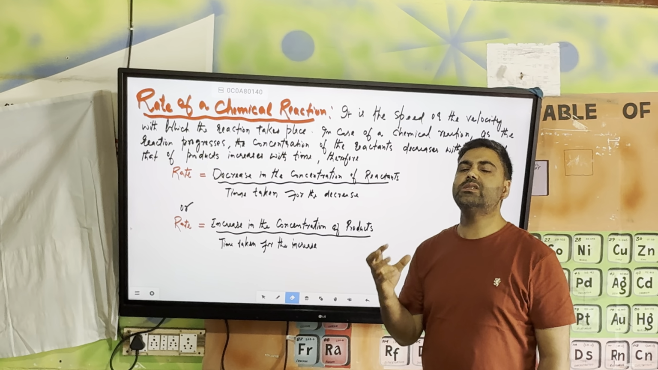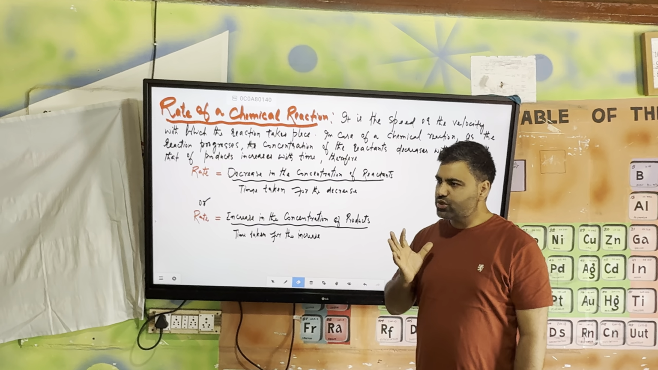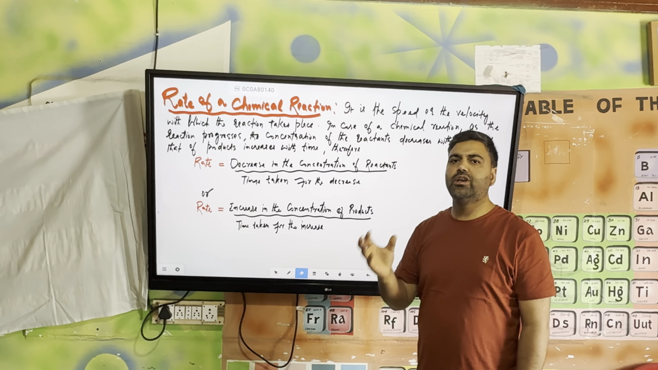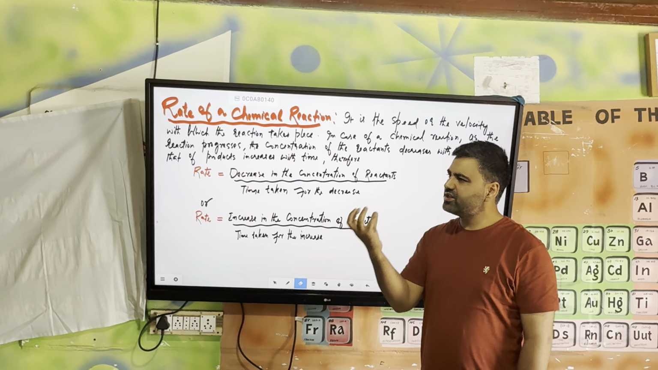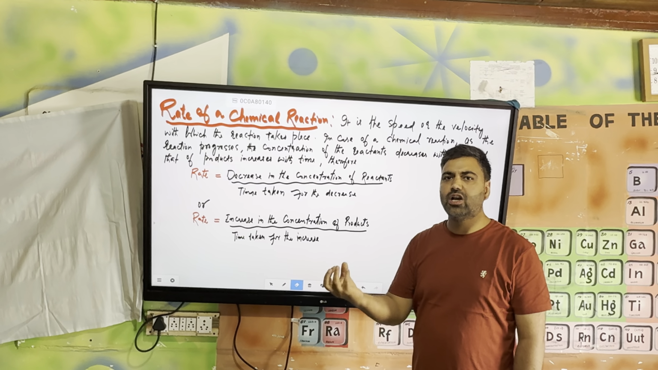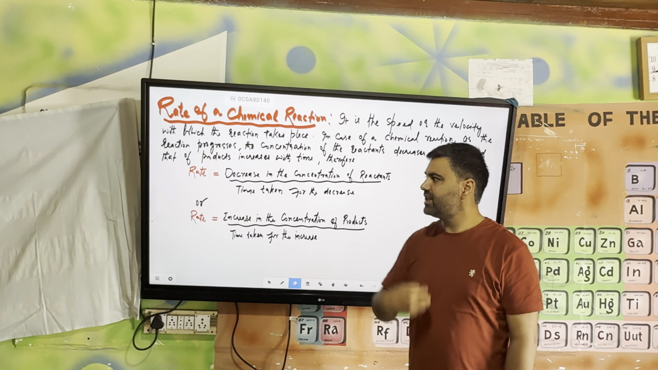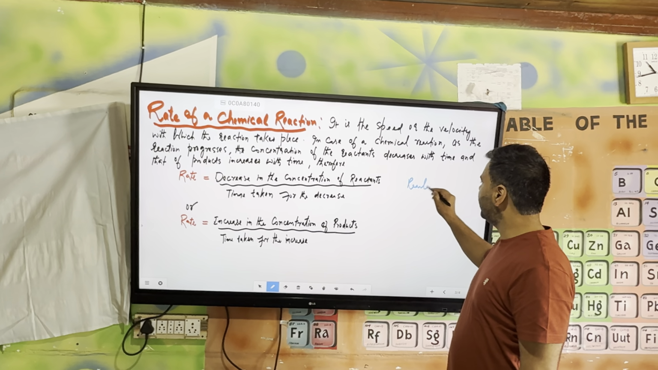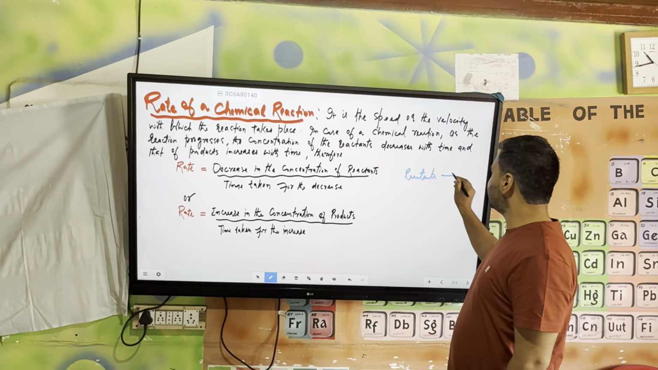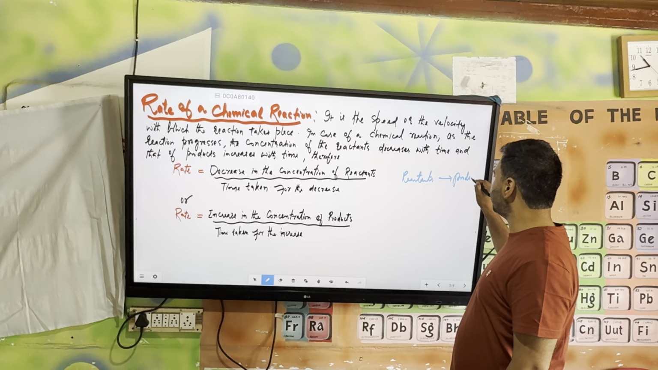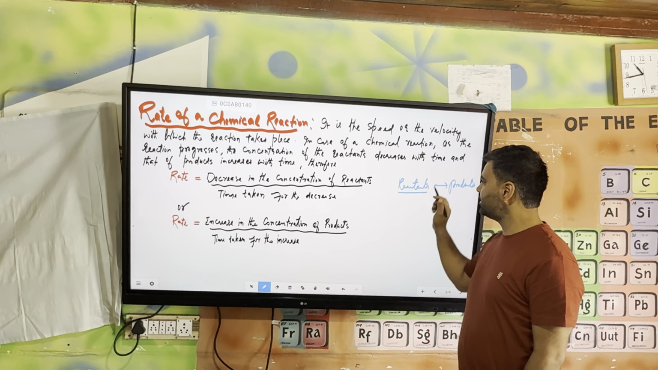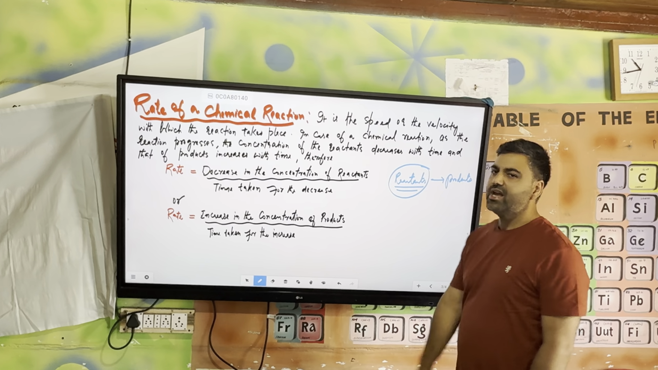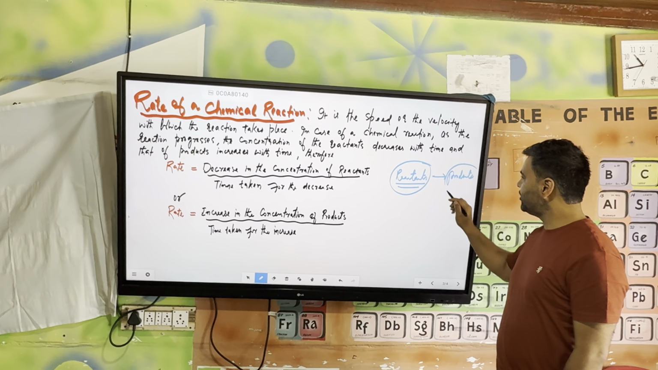Rate of a chemical reaction simply tells us the speed or the velocity with which a reaction will progress. So it simply tells us about the speed or the velocity with which the reaction is taking place. We know that whenever a reaction occurs, we have reactants, and these reactants are getting converted into products, and as the reaction progresses, there occurs consumption of the reactants and there occurs formation of the products.